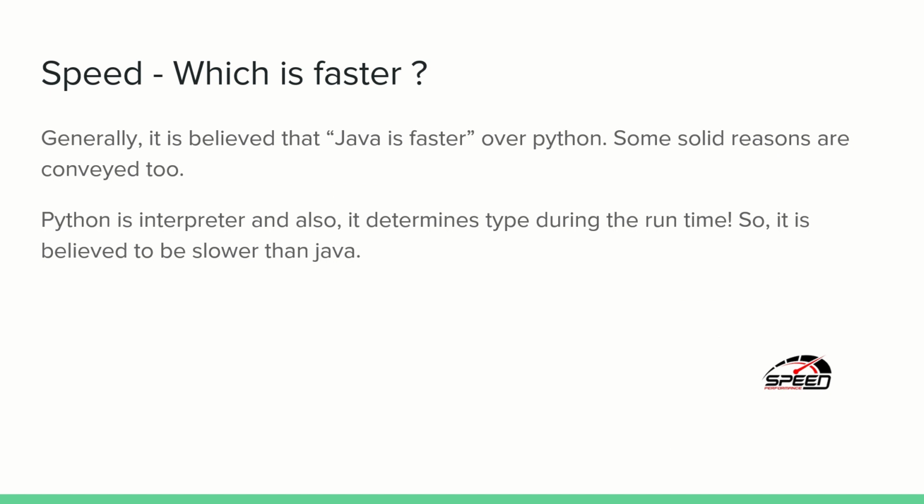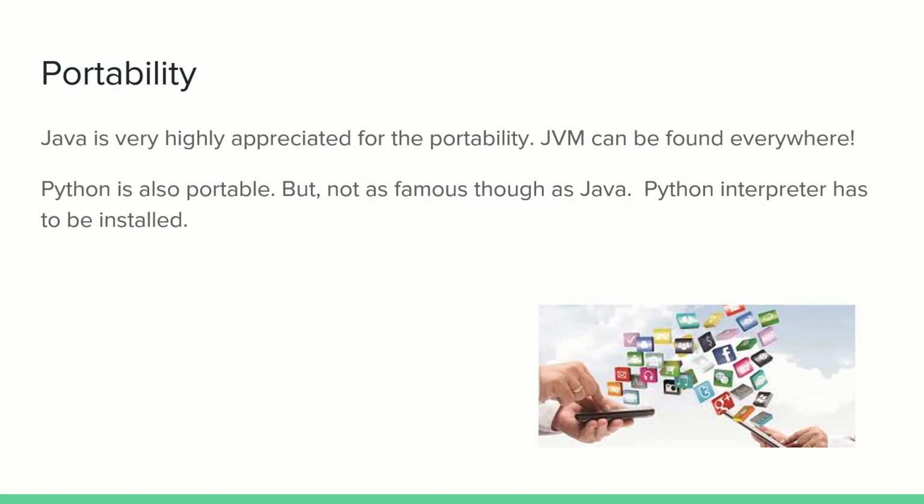Speed, which is faster? I've gone through a lot of articles. Some support Python, but some support Java. But most of the points conclude that Java is faster. Some solid reasons are also given and quoted. The first such reason that they cite is that Python is an interpreter, and it also determines the type during runtime. So it could be relatively slower when you compare it with Java. I believe that's a very solid point, and we go with Java as the faster one over Python.